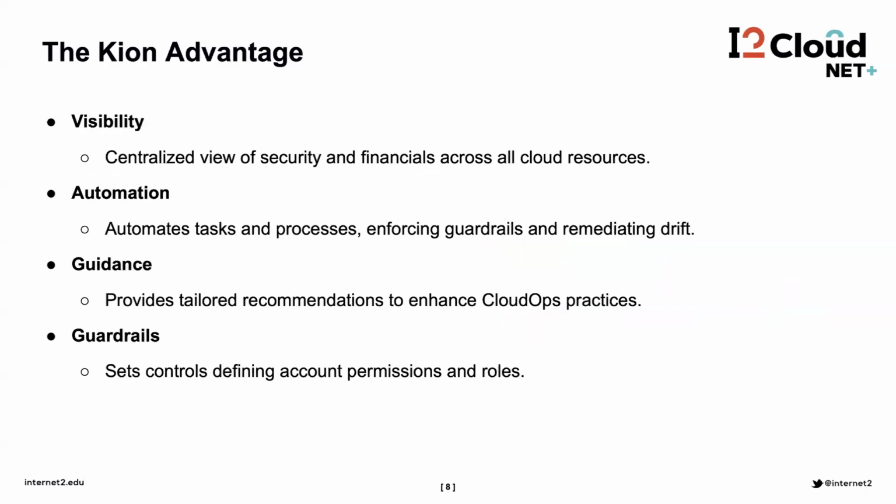Now let's see how Kion transforms cloud ops. First, let's talk about visibility. In today's complex cloud environments, Kion provides a comprehensive, centralized view of your entire cloud ecosystem, eliminating the need to switch between multiple tools or platforms. Next is automation. Kion automates the routine tasks and critical processes. It not only enforces established guardrails, but actively monitors and remediates any drift, ensuring continuous compliance and security.